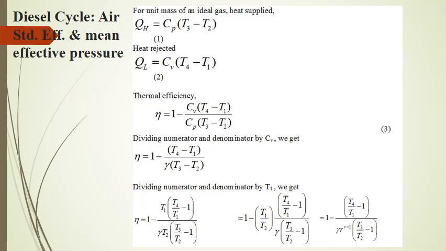Now for the constant volume heat rejection, the amount of heat rejected is Cv dT, that is Cv (T4 minus T1). Thermal efficiency, which is equal to 1 minus QL upon QH, is shown by equation 3. Now dividing numerator and denominator by Cv, what we get is shown on the slide. Now dividing numerator and denominator by T1, we get the expression as shown in equation number 4.